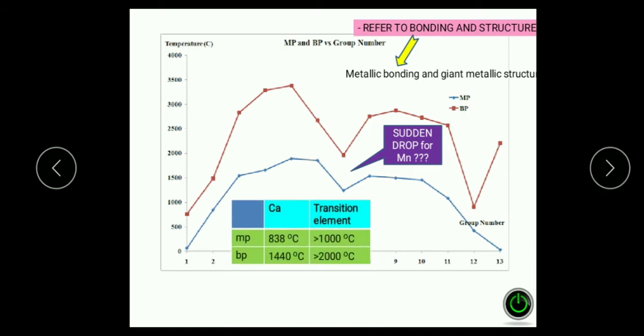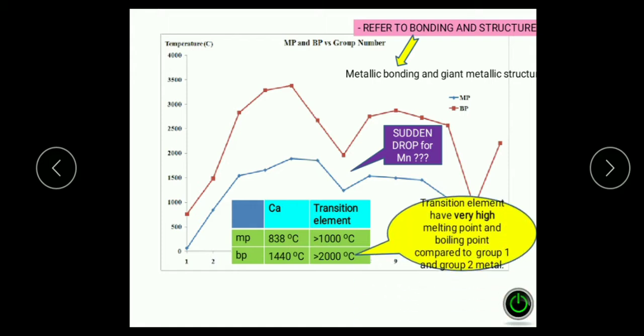Right, next. Refer to the melting point and boiling point between transition elements and calcium. Calcium is a group 2 metal. The melting point of calcium is 838 degrees Celsius, while for transition elements it is more than 1000 degrees Celsius. For its boiling point, calcium is only 1440 degrees Celsius, while for transition elements it is more than 2000 degrees Celsius.